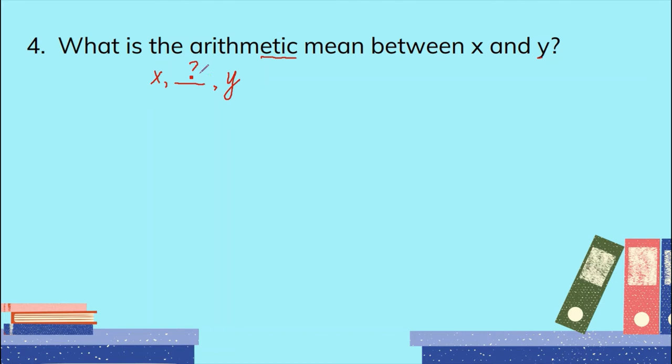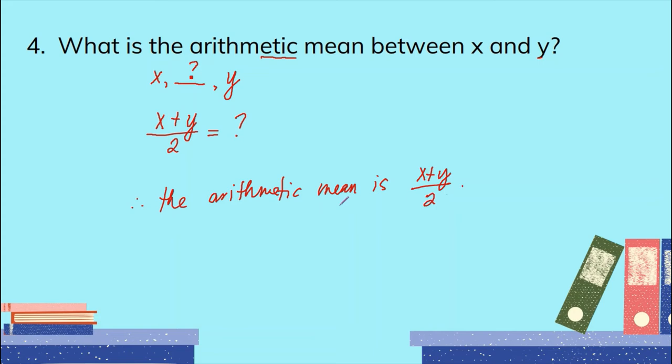So remember, when we have 3 terms and then given yung first and last to get the arithmetic mean, we are just going to add the first and the last term divided by 2, and that will be our arithmetic mean. Okay? So x plus y divided by 2, hindi na natin siya ma-simplify. So therefore, the arithmetic mean is x plus y divided by 2. Diba? Ganun lang po.